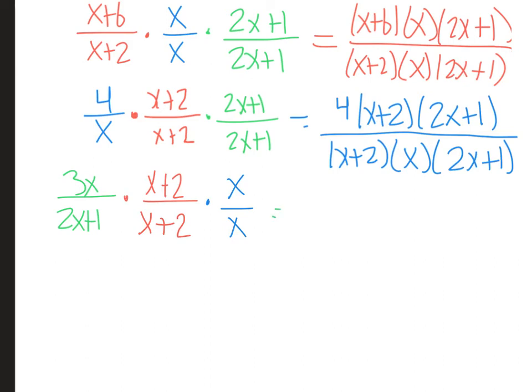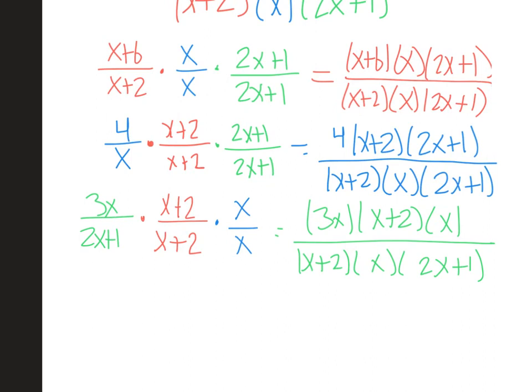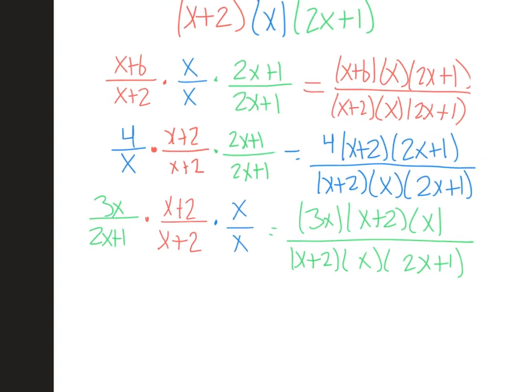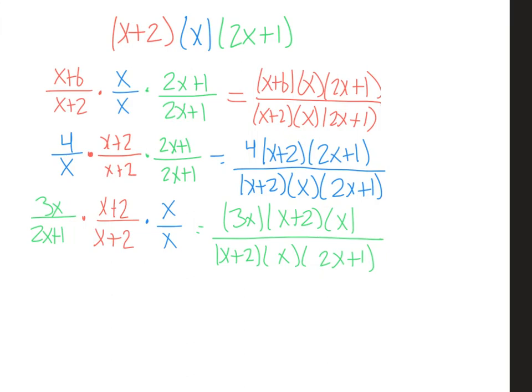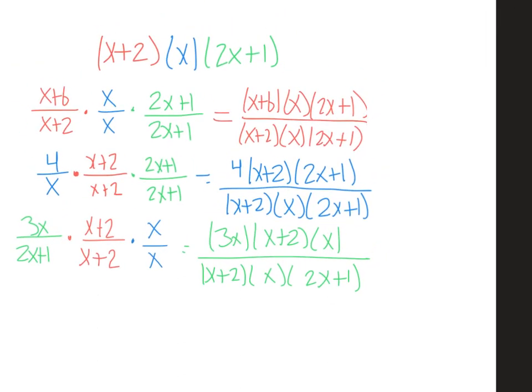So the top, we just get 3x times x plus 2 times x, and the bottom we get our desired denominator of x plus 2 times x times 2x plus 1. So all these denominators are the same, and we can start working on multiplying these numerators out so that we can combine them. Now this is going to be a doozy, right? But it's not that it's difficult. It's just time consuming, right?